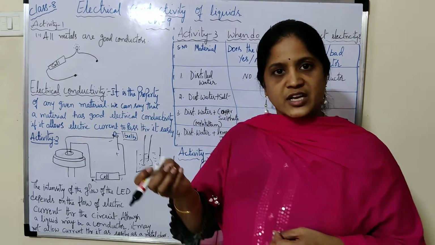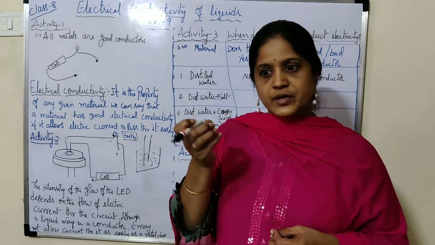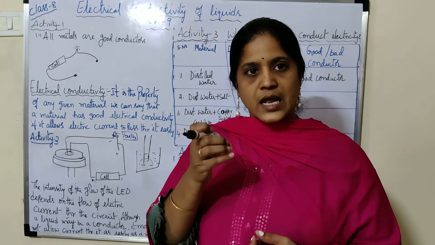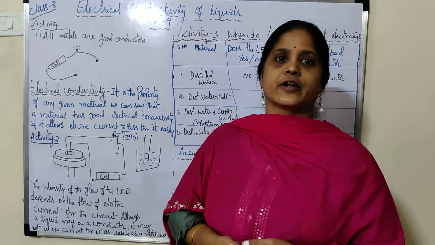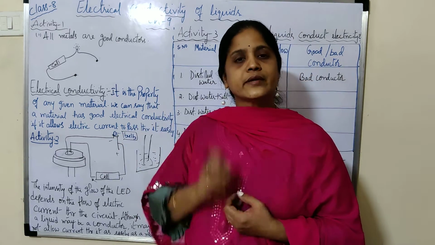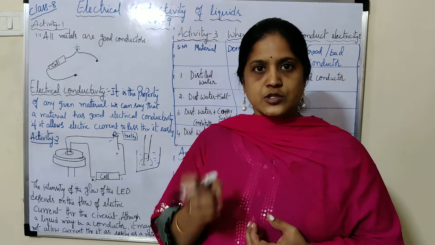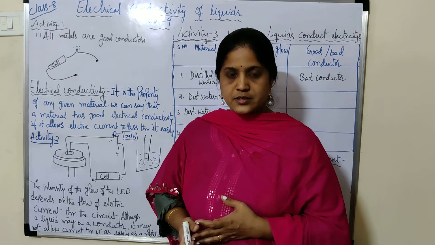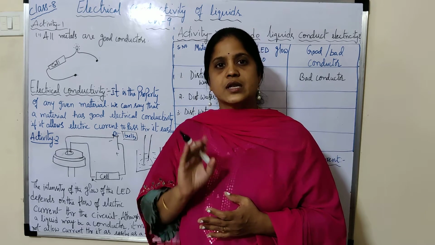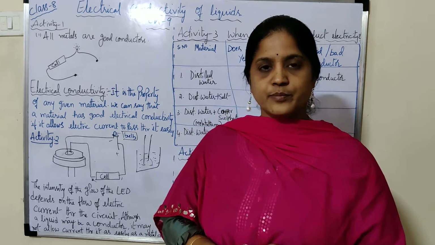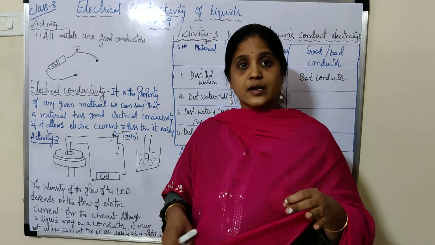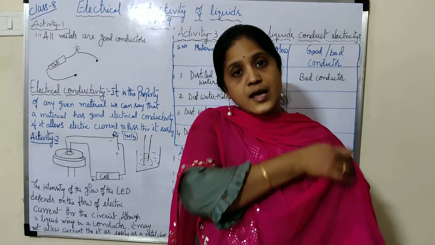And if you take vinegar or acetic acid, the bulb becomes dim. Why? Because that liquid allows less amount of current to pass through it. Due to that reason, the bulb glows dim. So based on that, liquids allow current, not all the liquids. Some of the liquids allow current, meaning they have electrical conductivity, but this property is comparatively less than with the metals.